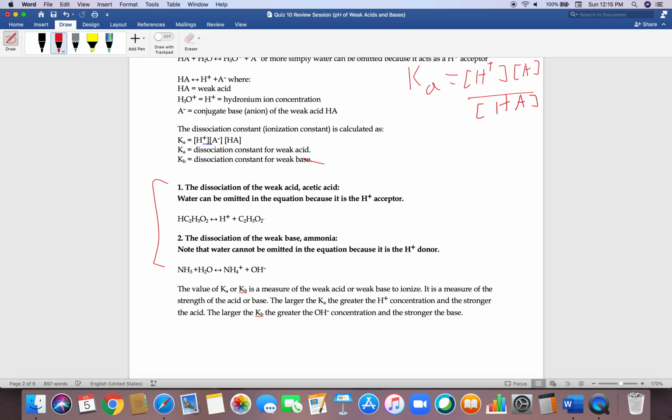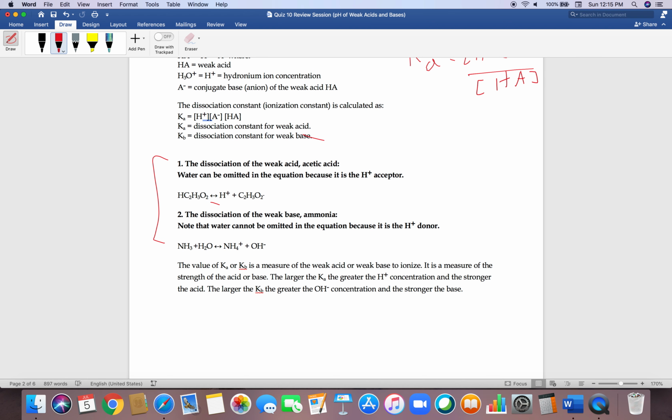a weak acid, of course, we include the equilibrium shift, but we don't need to include water because it acts as the proton acceptor. But in the dissociation of a weak base, water must be included because it's the proton donor. So without water, we would not be able to get the conjugate acid and the conjugate base. So we need to include water in the dissociation of the weak base. Without water, it's incorrect. Now in this little note here, it just talks about how we can compare the Ka and the Kb of a weak acid and a base to the strength of the acid and the base. So you should read this here.